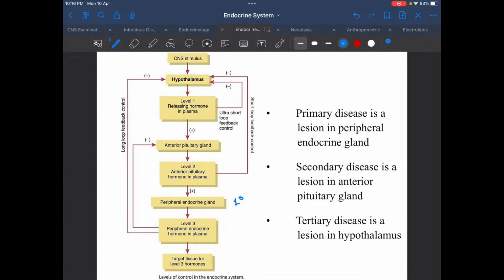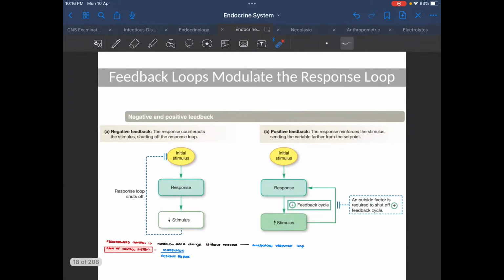What about the secondary lesion? Secondary could be, वैसे तो it should be at the level of the anterior pituitary, और tertiary अगर हम कह रहे हैं तो it is at the level of the hypothalamus, मतलब lesion जो है इसके accordingly arrange रहती है, ठीक है? And we will be discussing them shortly as well. So this is the negative feedback and the positive feedback mechanism.